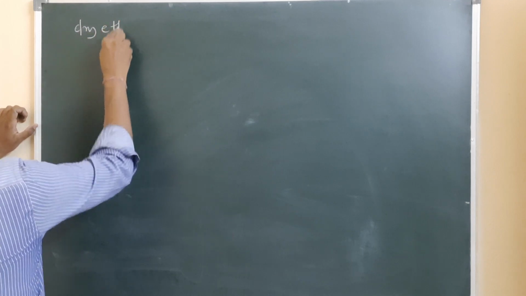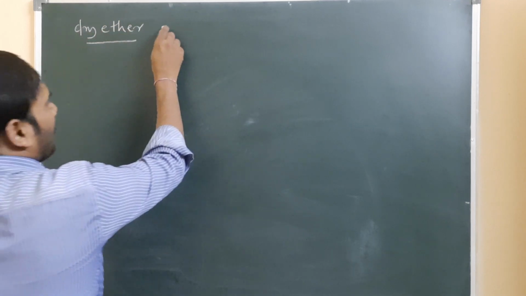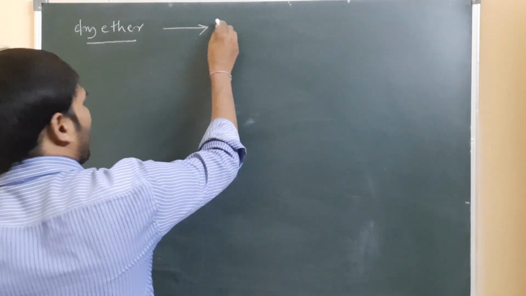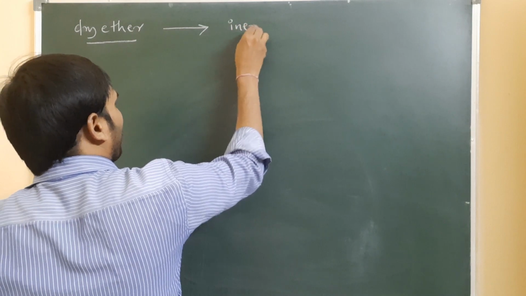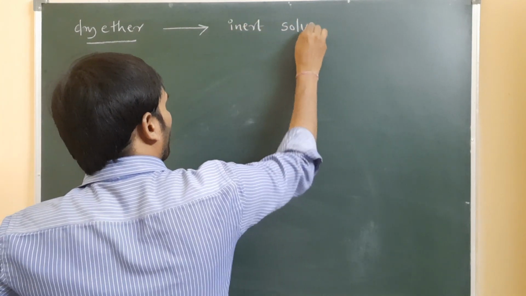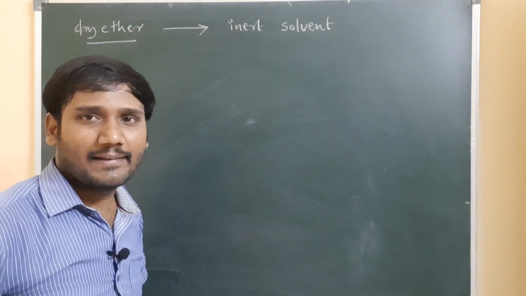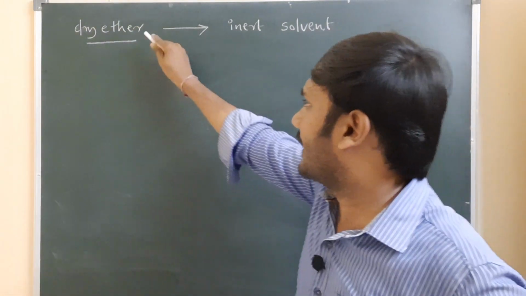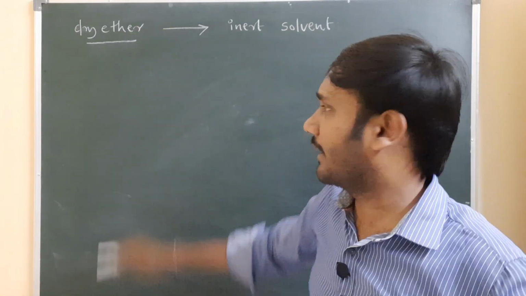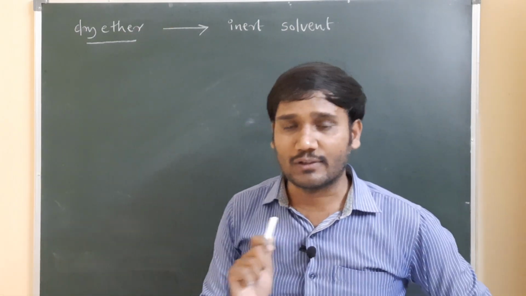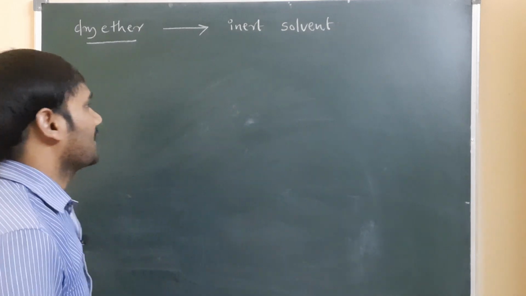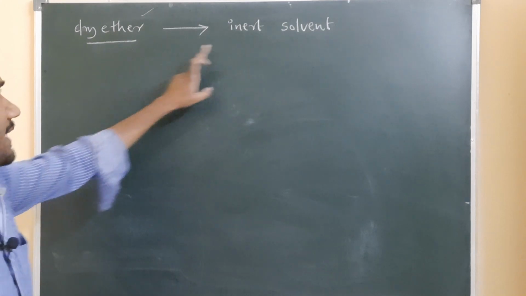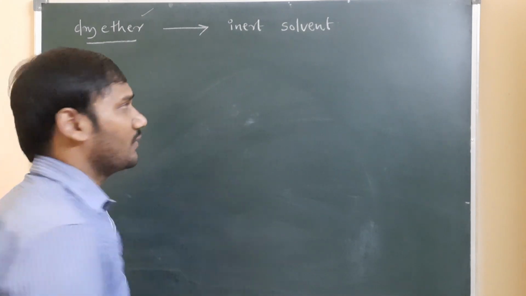In the Wurtz reaction, the main reason to take dry ether is that dry ether is an inert solvent. Due to the inert nature of dry ether, we take it in this reaction. So whatever alkyl halides and sodium we are taking, those reactants do not react with the dry ether because it is inert in nature. This is one of the reasons.